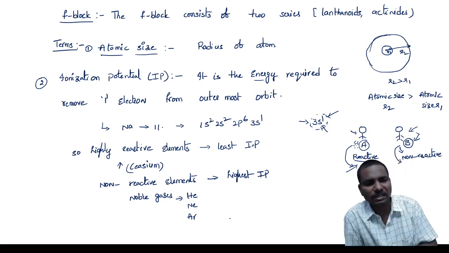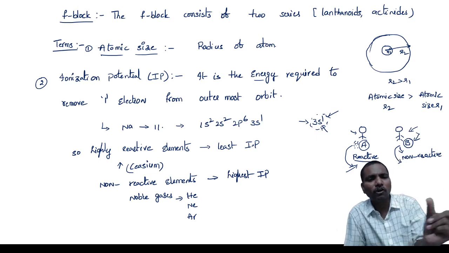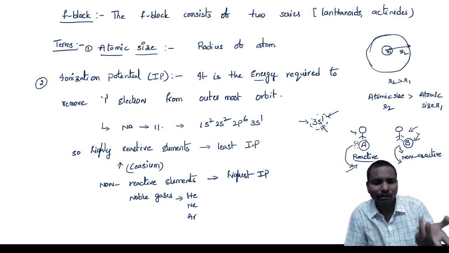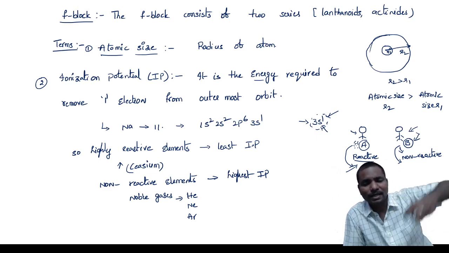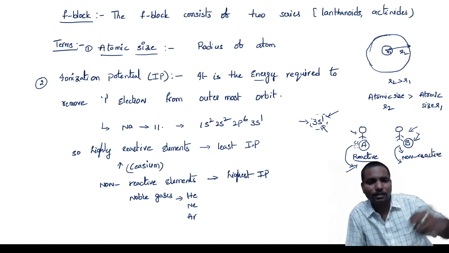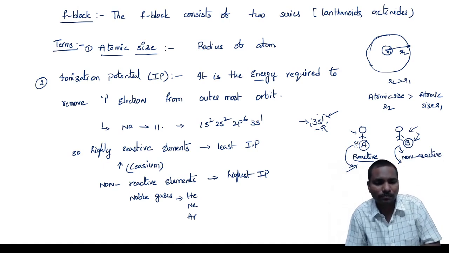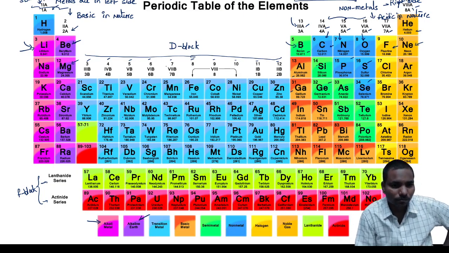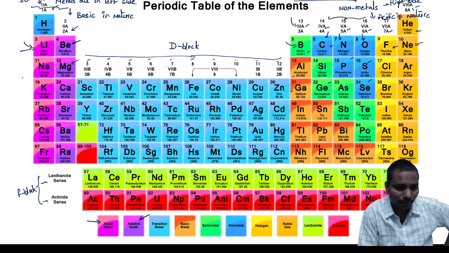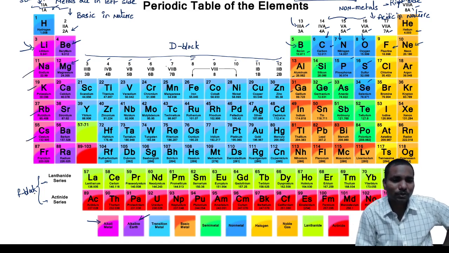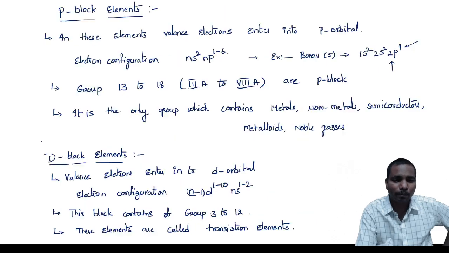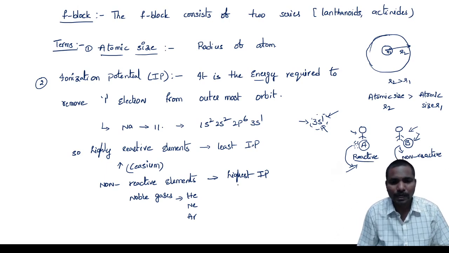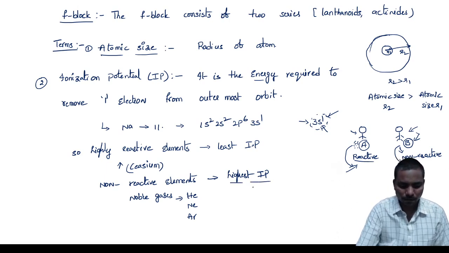These are very important, guys. They will ask simply a question such as which has the least IP. If we know the concept, highly reactive elements easily participate. We can easily remove one electron from that outermost orbit. So we can easily give the answer cesium. Not only cesium, these elements are highly reactive: sodium, potassium, rubidium, cesium. So we can easily remove one electron from them, so less energy is required. So least IP. And noble gases, highest ionization potential. Okay.